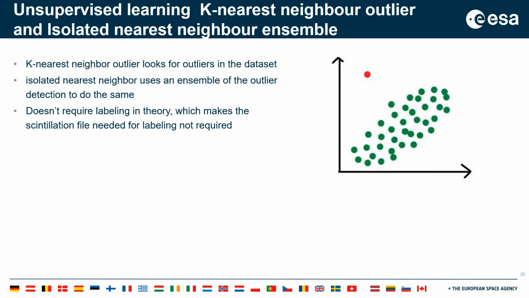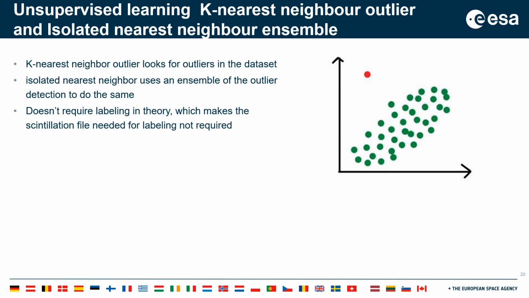We also took a look at unsupervised learning. We took a look at the k-nearest neighbor outlier detection and isolation forest ensemble. K-nearest neighbor is an outlier detection that looks for something that looks out of the ordinary in the data. So if you have a lot of green points in the data set, as in the figure there, and you have a data point that is very far away distance-wise compared to the other points, you would consider that to be an outlier and then detect that as an event.